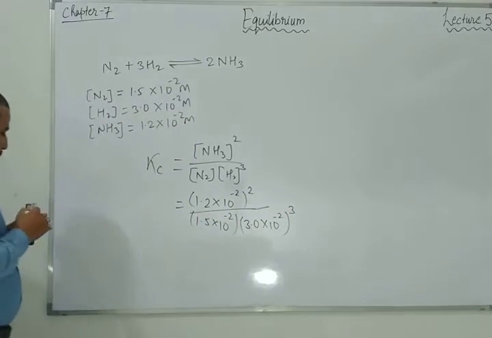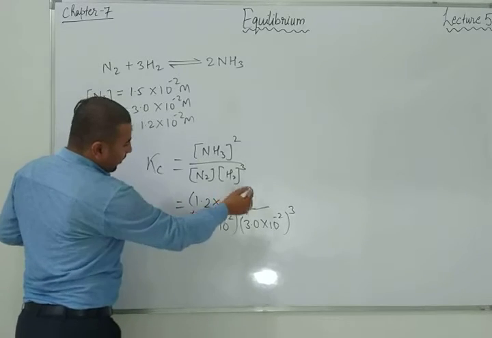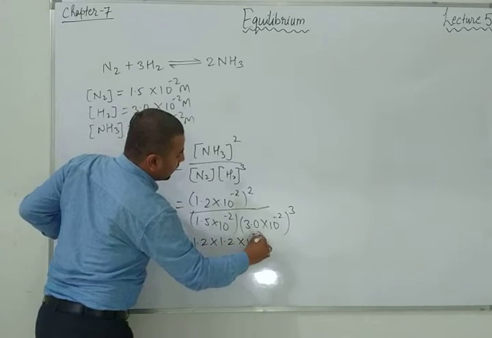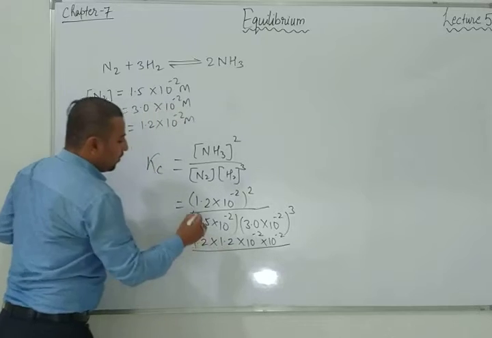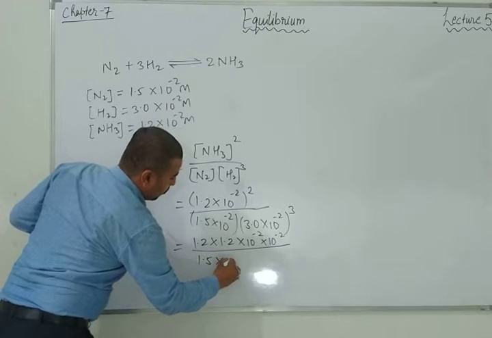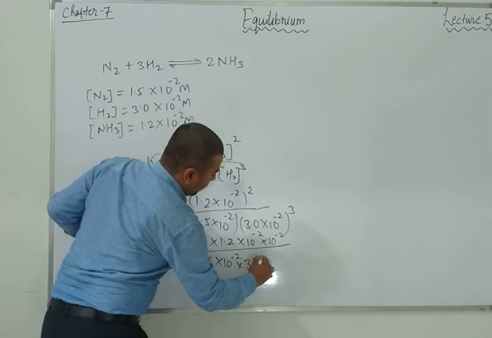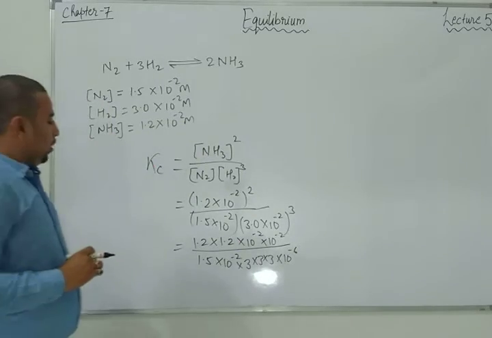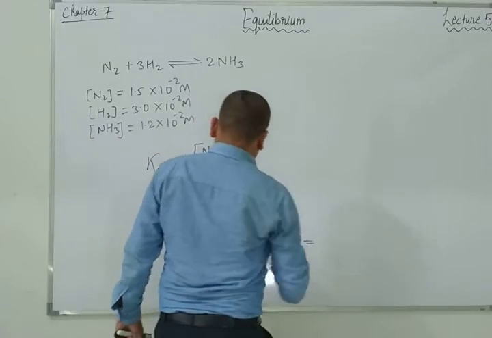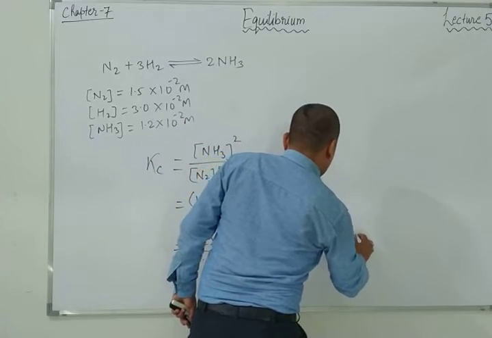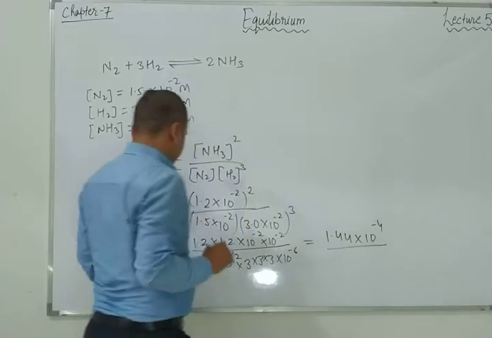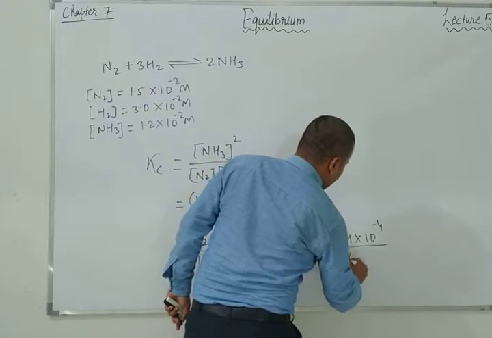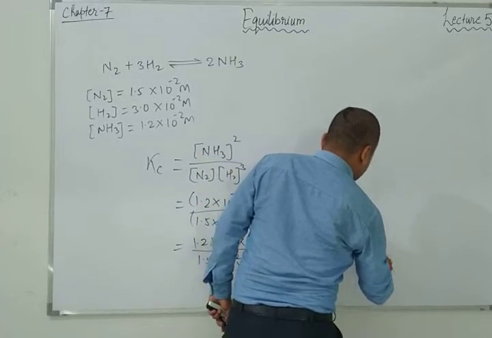How will you do the calculation? Here it is 1.2 into 1.2 into 10 raised to minus 2 into 10 raised to minus 2, upon 1.5 into 10 raised to minus 2 into 3 into 3 into 3 into 10 raised to minus 6. Two 3s are 6. So we get 1.44 into 10 raised to minus 4, upon 3 3s are 9, 3 9s are 27, into 1.5, that is 1.5 into 27 into 10 raised to minus 8.